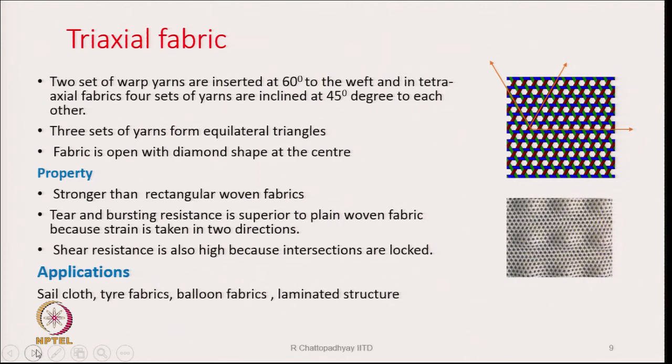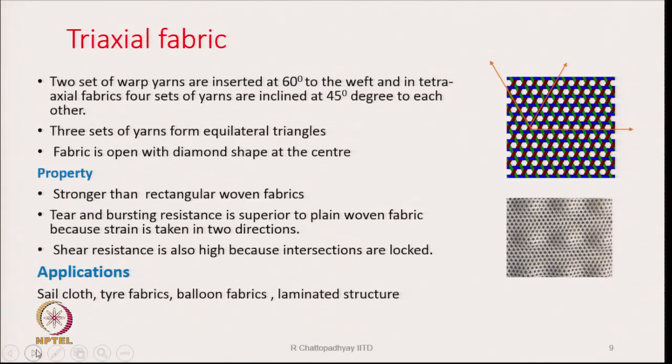Then comes triaxial fabrics. Previously, whatever we have discussed is all biaxial. So, we have two sets of yarns, we call them warp and weft. Now, here we have 3 sets of yarns, and this is how the yarns are. If you look at this diagram, we have blue yarns, there are green yarns, and then there are some yarns which are a little reddish in color. You can say brown type of yarn. So, these are the 3 sets of yarns which are there.